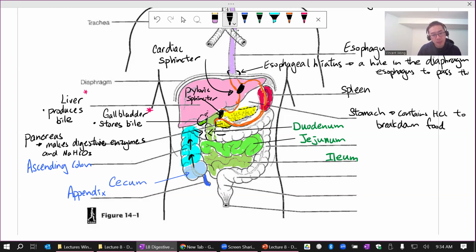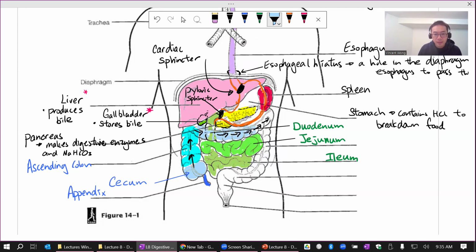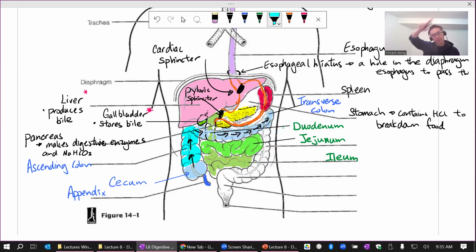Okay, next we're gonna move sideways. Maybe we're just gonna erase that arrow right there. There we go. Okay, we're gonna move sideways. Let me switch to another color. Okay, very busy diagrams, very sorry. But that would be the transverse colon going to the side. Right, so food goes up to the side, and it's gonna come down afterwards.